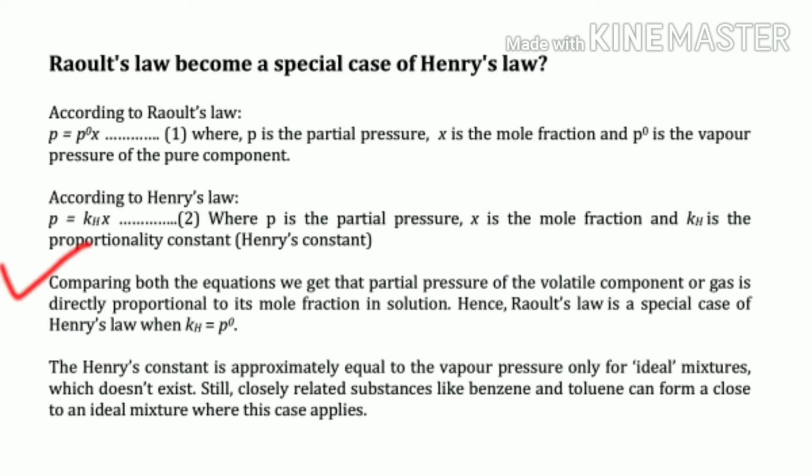Comparing both the equations, we get that the partial pressure of the volatile component or gas is directly proportional to its mole fraction in solution. Hence Raoult's law is a special case of Henry's law when the Henry's law constant Kh becomes equal to the vapor pressure of the pure component P naught. The Henry's law constant is approximately equal to the vapor pressure only for ideal mixtures, which do not exist. Still, closely related substances like benzene and toluene can form a close to ideal mixture where this case is applicable.